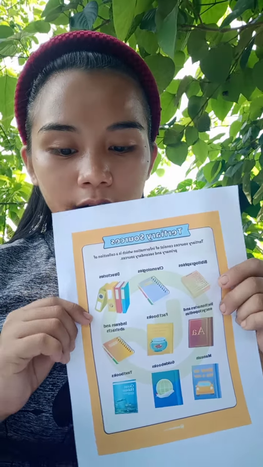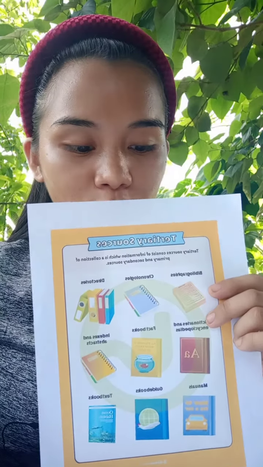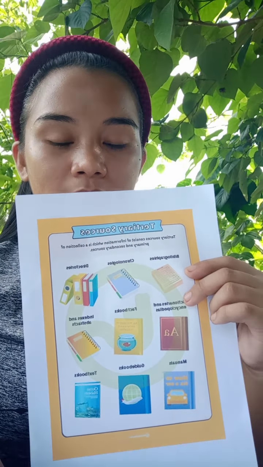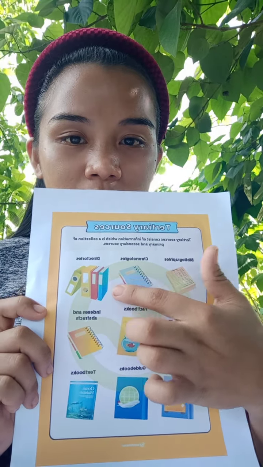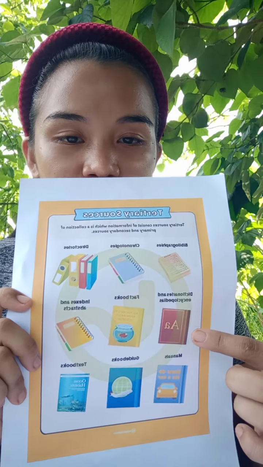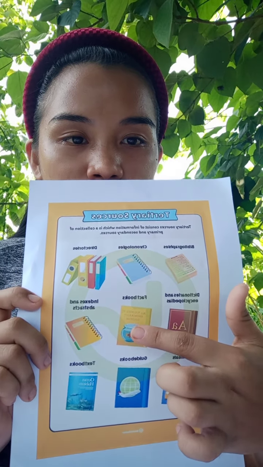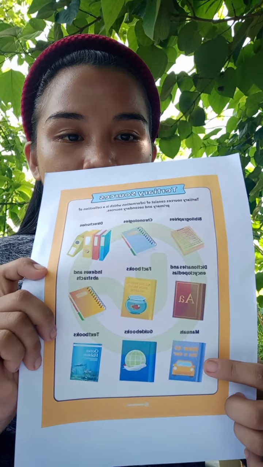An example of published materials are course books, skills books, readers, reference, resource books, videos, and calls. I also added the tertiary sources, or those sources which consist of information or a collection of primary and secondary sources. We have bibliographies, chronologies, directories, dictionaries and encyclopedia, fact books, indexes and abstracts, manuals, guidebooks, and textbooks.